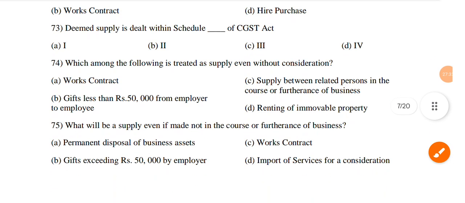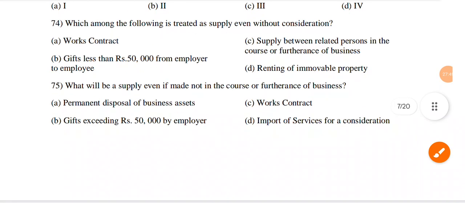Next question, deemed supply is dealt with schedule dash of CGST Act. Option A, first, option B, second, option C, third and D, fourth. The correct option is B, second.